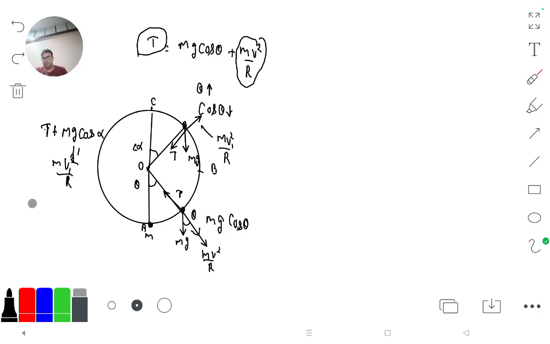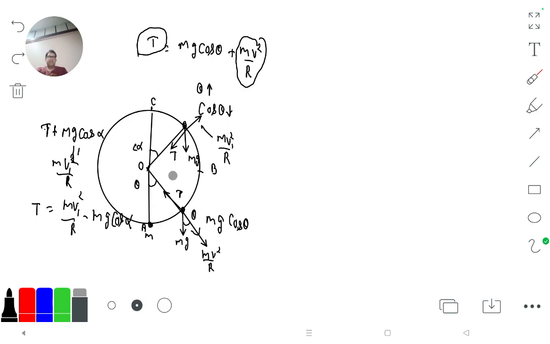So from here we can find out tension is equal to mv1 square upon r minus mg cos alpha. This would be the tension in the string when we move from point B to point C.